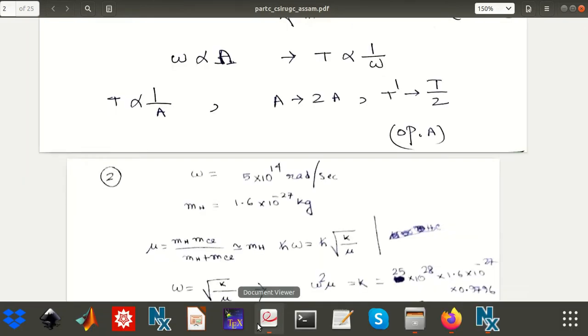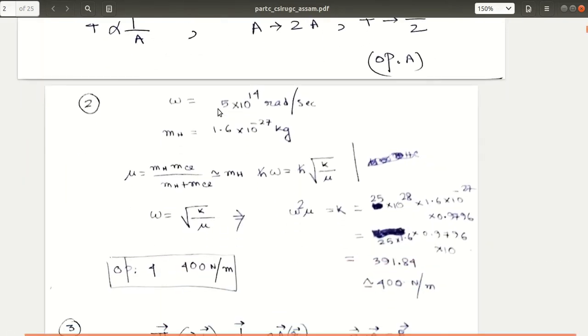Now here, the given information is omega, which is 5 into 10 to the power 14 radian per second, and the mass of the hydrogen atom, which is 1.6 into 10 to the power minus 27 kg. Now use the formula for the reduced mass, which is mu equal to mH into mCl by mH plus mCl, which is almost equal to mH, because the mass of the chlorine atom is greater than the mass of the hydrogen atom.